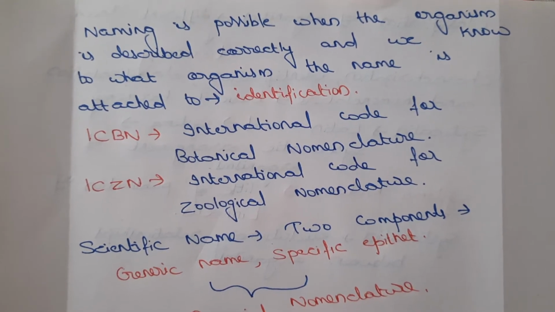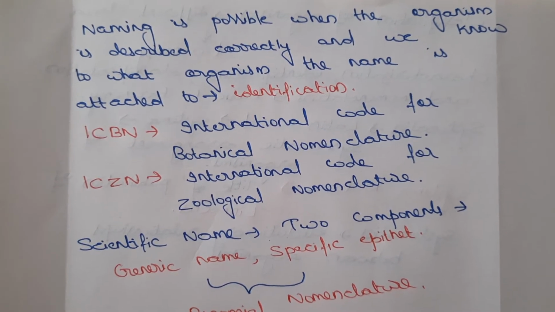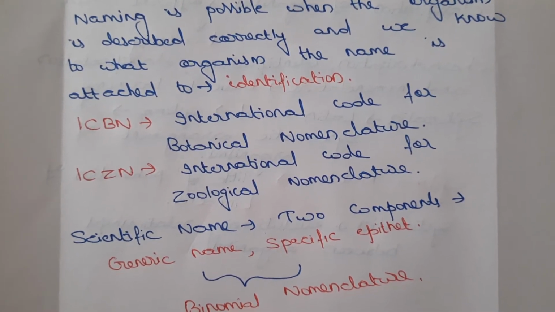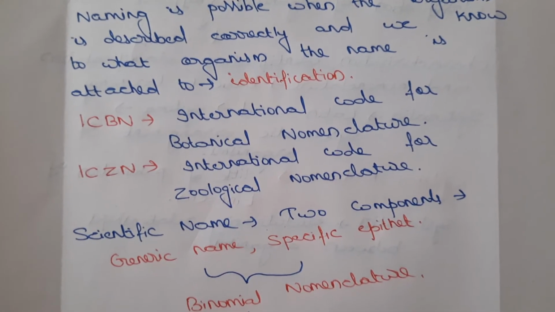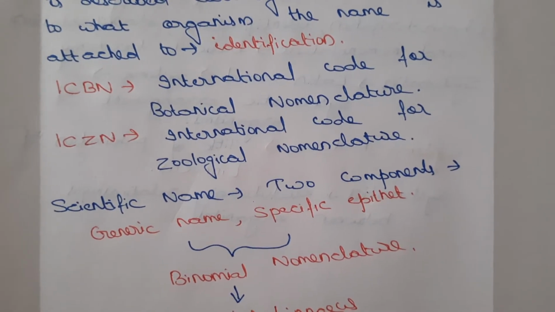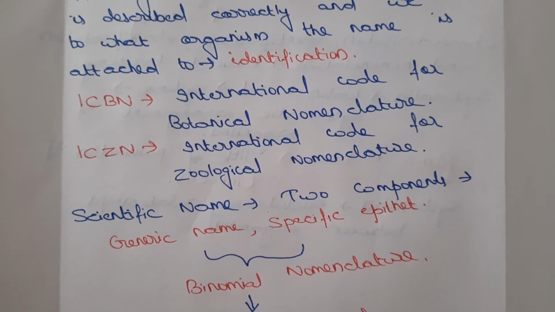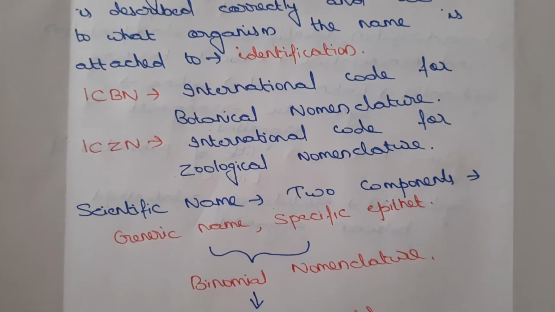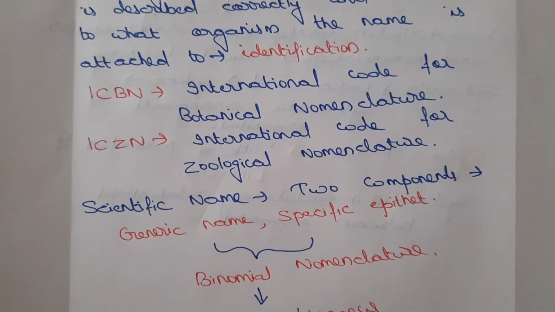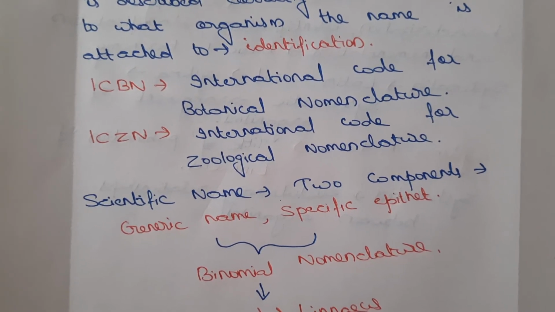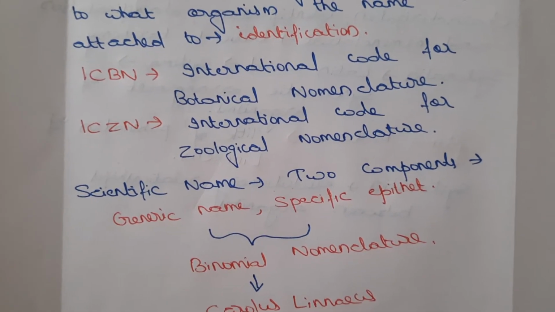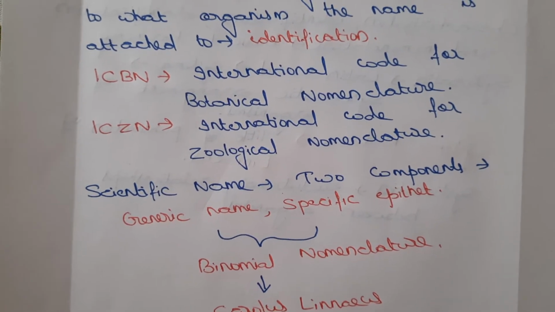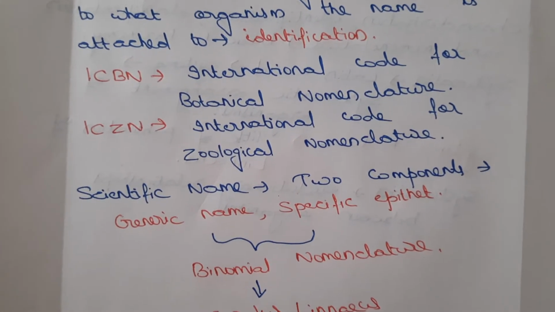Now, there are two bodies, ICBN and ICZN, which indicate the codes for giving specific names to the organisms. In case of plant nomenclature, we use ICBN, that is the International Code for Botanical Nomenclature. Then we use ICZN, which is the International Code for Zoological Nomenclature.